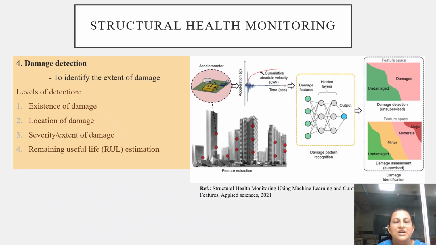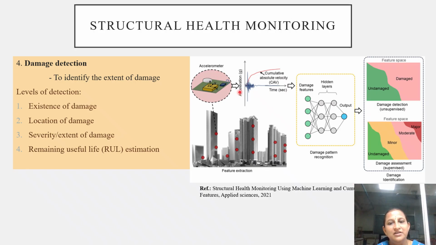And we can see a system which is taken from a published article, where there are sensors located at different parts of the building. So the red dots indicate the sensors fixed at the different parts of the building, and through the sensors acceleration data is collected through accelerometers under the action of wind or earthquake load.